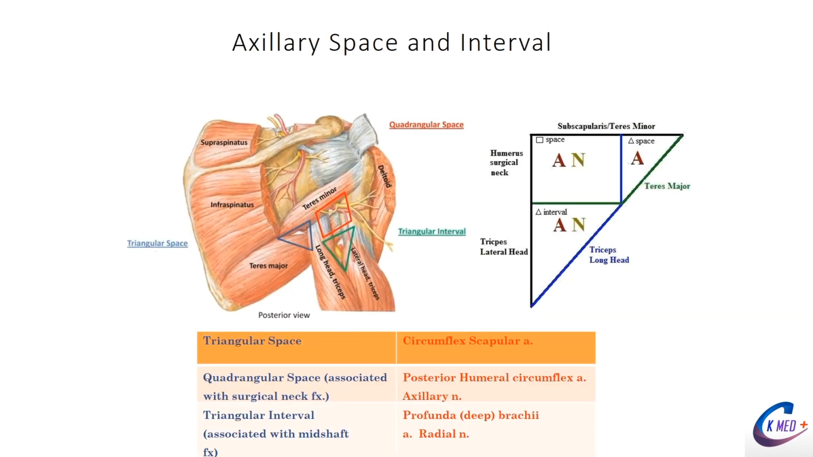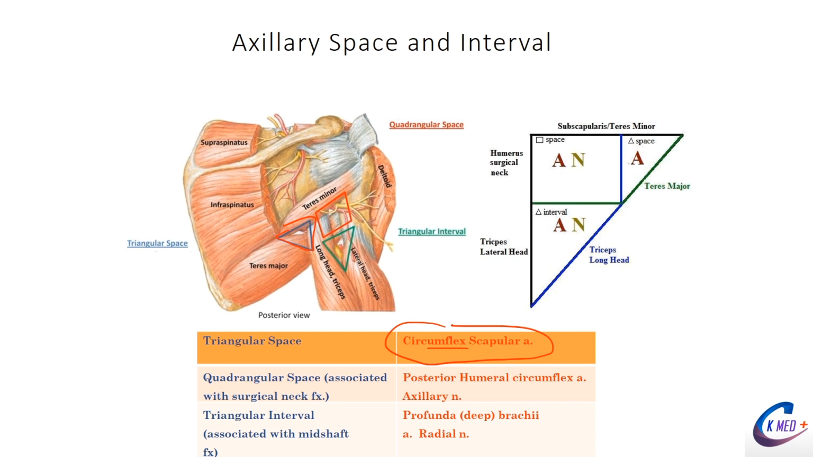Okay, next are less important things, but I must teach you them because they do come up: your different spaces and intervals around your shoulder. There's 3 of them that you should know. The first is your triangular space, the second is your quadrangular space, and the third is your triangular interval. All these things have particular structures within them that are important that you should know. So your triangular space is the blue one right here. This is the thing that houses your circumflex scapular artery. We talked about this for axillary anastomosis and scapular anastomosis. That's that artery that circles around off of your axillary artery.